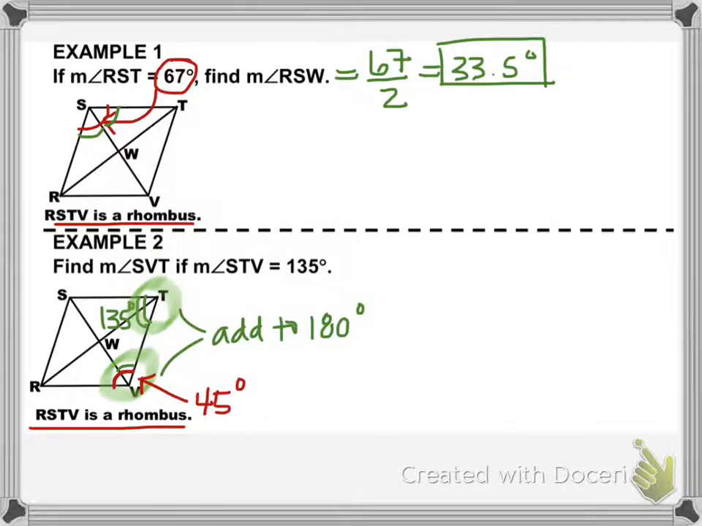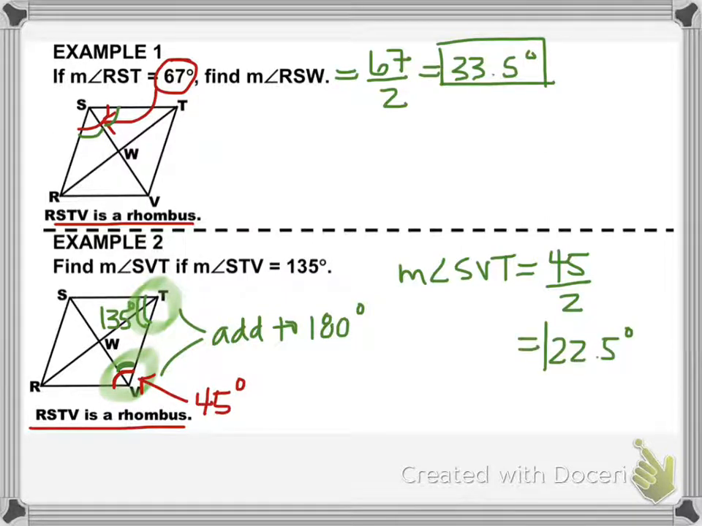But the angle we're trying to find, this little guy, is half of that. So the measure of angle SVT is going to be half of the 45, or 45 divided by 2, which is 22.5 degrees.